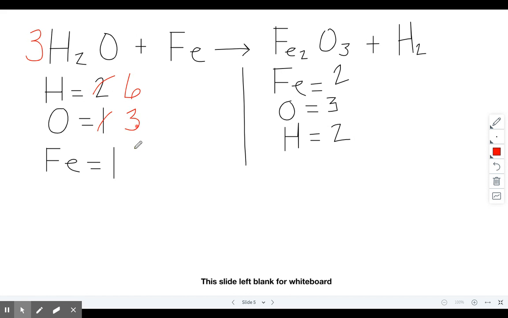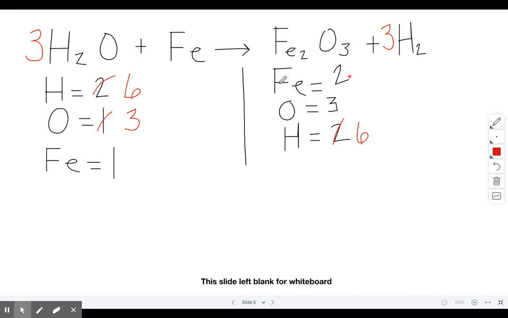So let's fix the hydrogen now. I have 6 hydrogen and I only have 2. Always go to who has less. So what can I multiply the 2 by to get 6? I can multiply it by 3. Oops, why did I put the 3 there? I want to put the 3 here. So the 3 goes there. Now I have 3 times the 2, which gives me 6 hydrogen atoms. So my hydrogen's fixed, but my iron's still off.